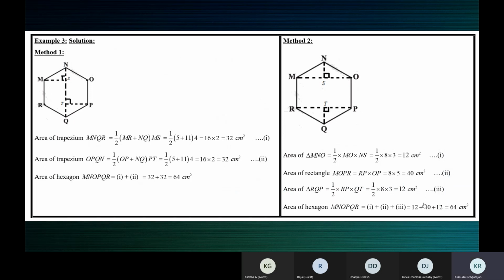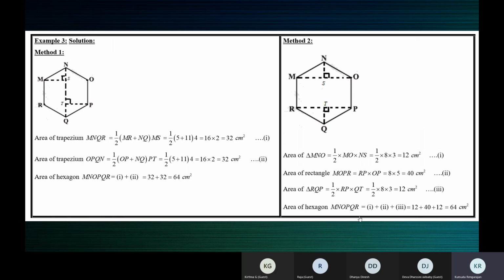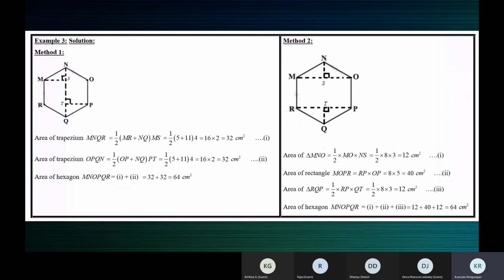Yeah, I think now you can just go through the answer and help yourself. Please read through the answer first. Method one is Aman's method and then Ridhima's method.